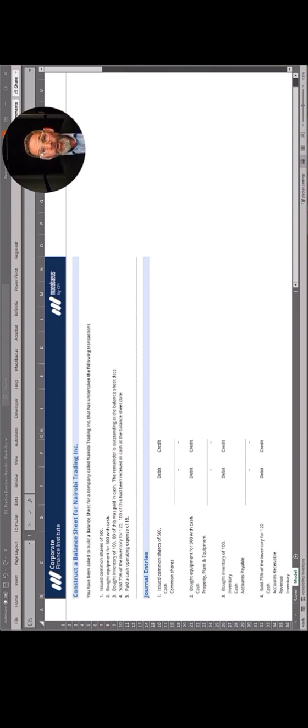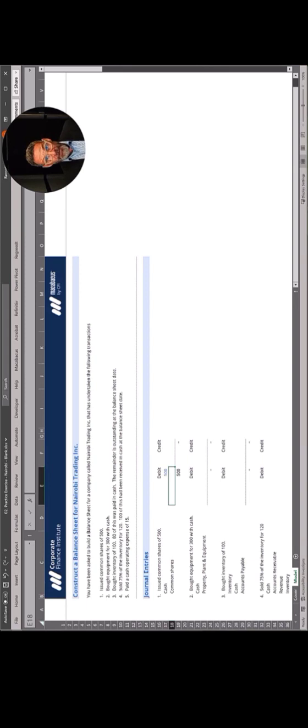We're going to record 5 separate transactions. The first transaction is we have issued common shares of 500. So let's start with the journal entry. I always like to start with cash. And if we say what is cash, cash is an asset, and when we increase an asset, that is a debit. So we know we're going to debit cash 500.